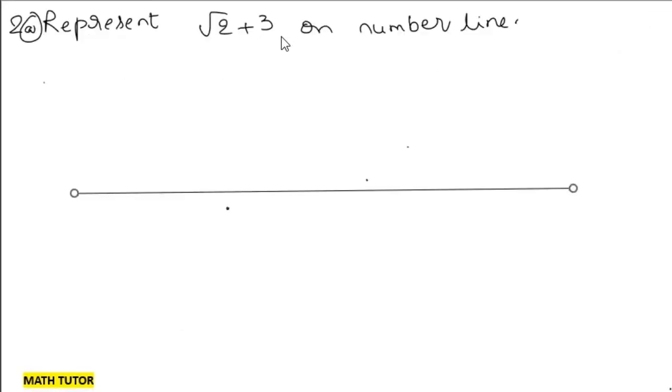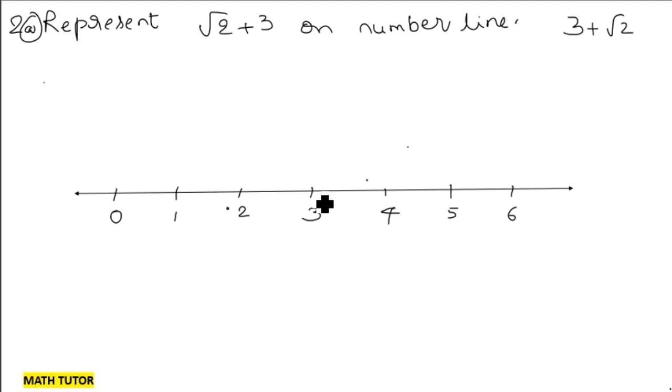Second question, 2a: represent root 2 plus 3 on the number line. So what is the number line? It is where we represent numbers equidistant from each other, just like on your scale: 0, 1, 2, 3, 4, 5, 6 and so on. But here what we have is root 2 plus 3. I can rewrite it as 3 plus root 2.